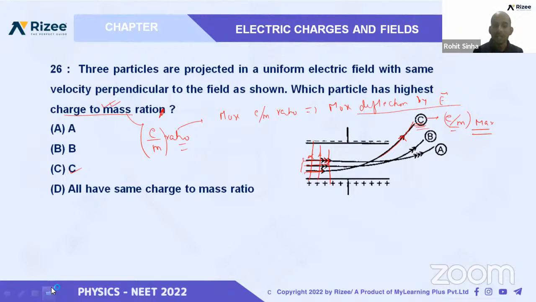We can calculate different things also, like the acceleration and the velocity, but that is only necessary for JEE people. For you all, we note only this type of concept.